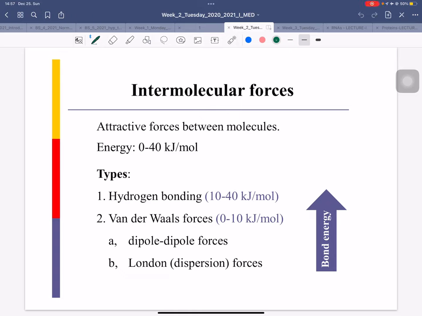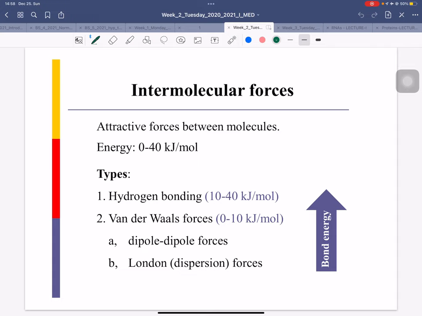Hello everybody, I start the sixth lecture in medical chemistry, and we continue with intermolecular force. Intermolecular force is the attraction force between the molecules.